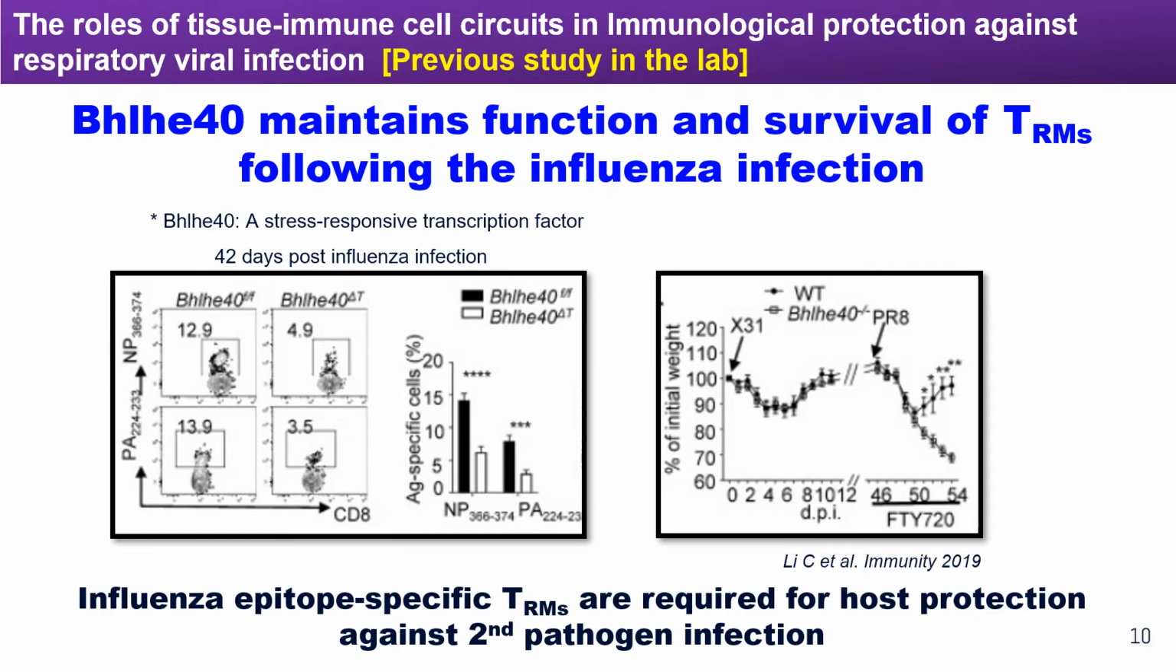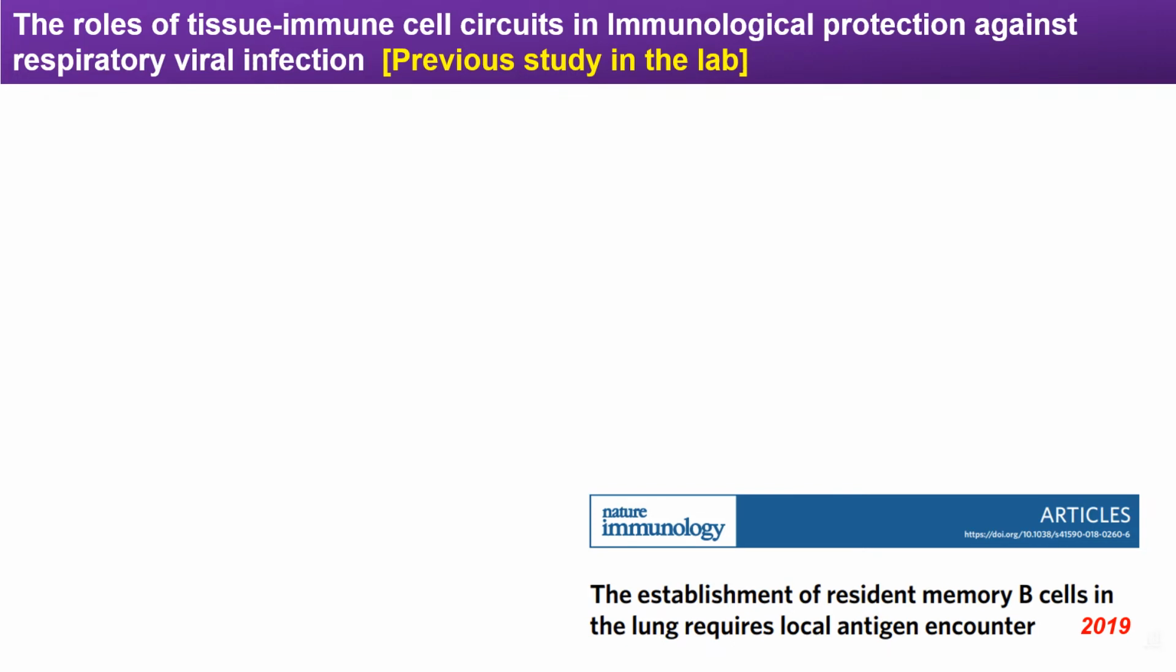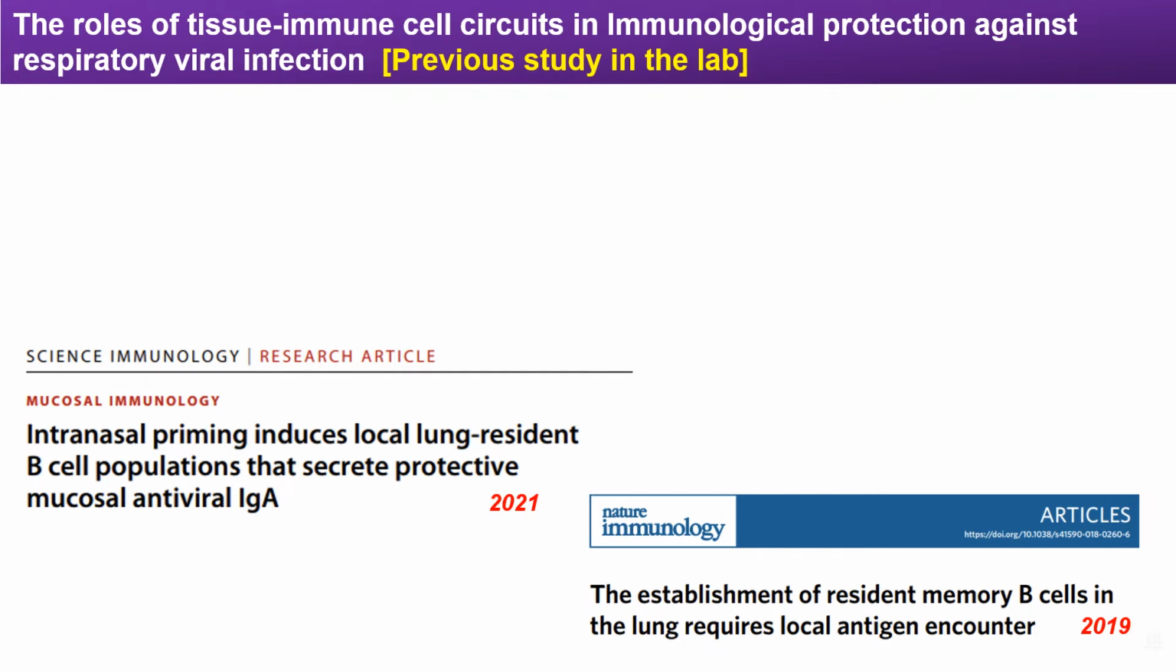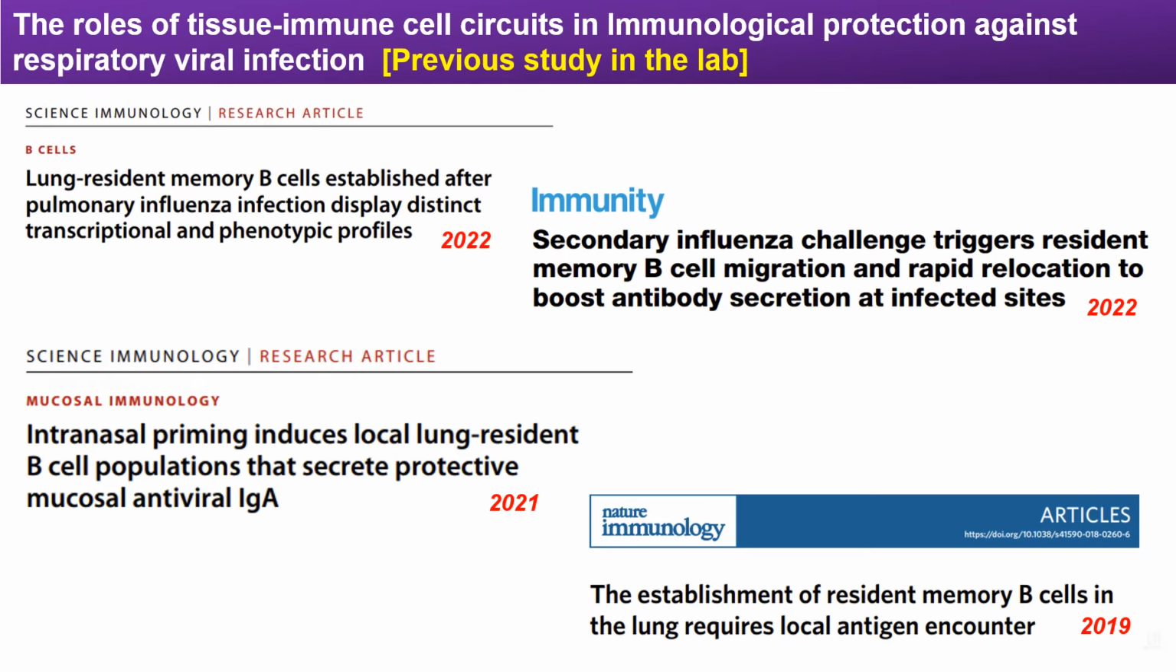But as we have seen in the previous data, most TRM papers focus only on CD8 TRM cells. How about other tissue immune cells like CD4 T cells and B cells? In 2019, one of the big names in the B cell field, Troy Randall, demonstrated the importance of tissue-resident memory B cells in local immunity. After that, a lot of related papers came out, particularly on B cells. One interesting thing is that most of those tissue-resident memory B cells were observed in the lung after influenza virus infection.